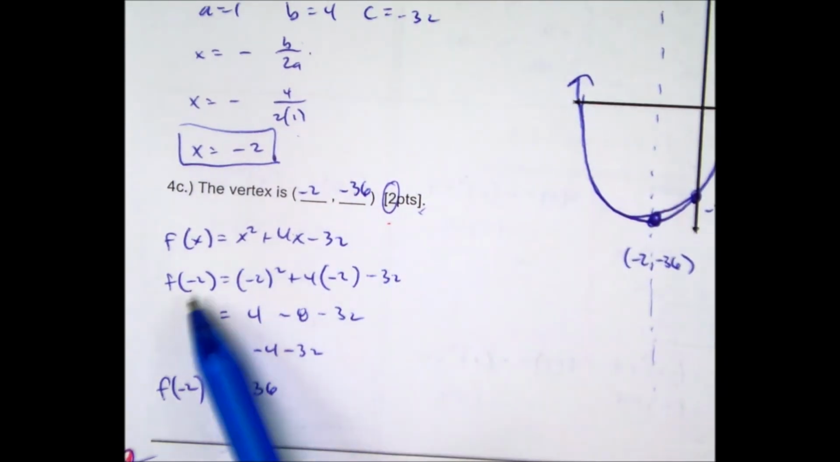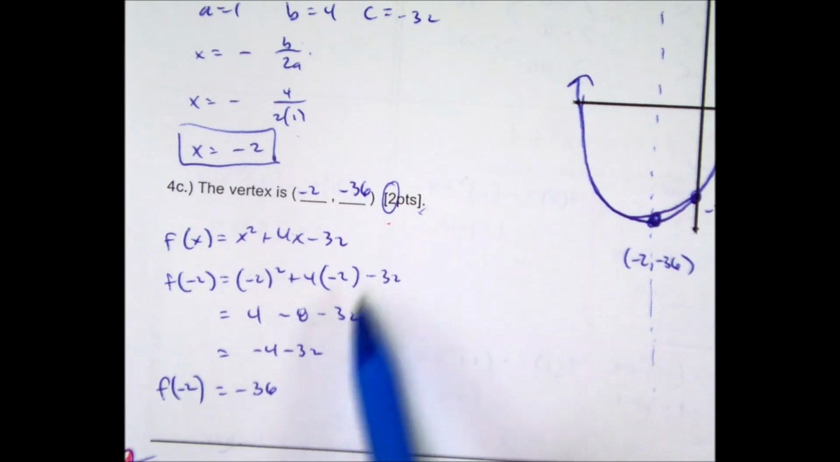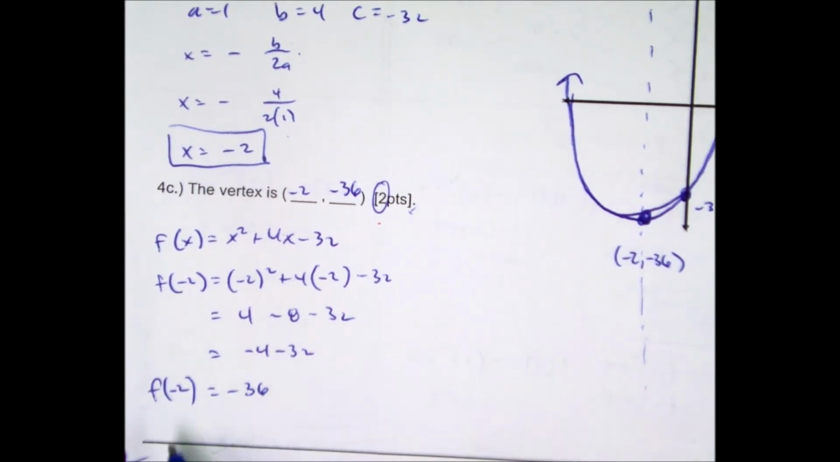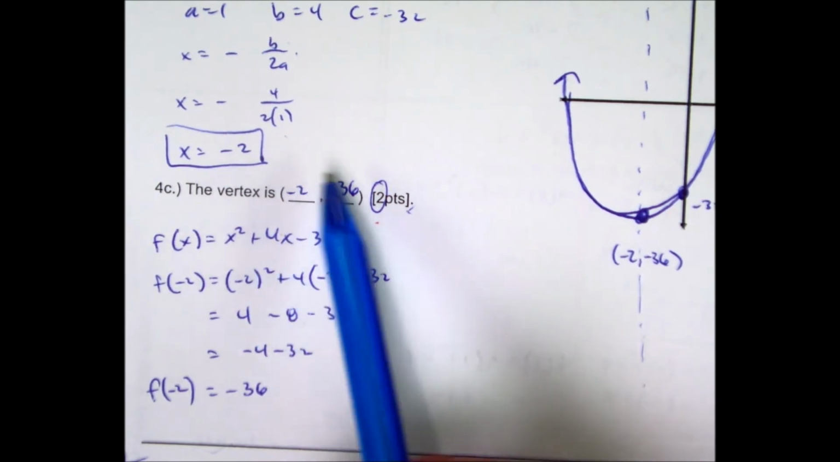You're just putting in negative 2. Negative 2 squared is 4. 4 times negative 2 is negative 8 minus 32. 4 minus 8 is negative 4. Negative 4 minus 32 is negative 36. That's my vertex. If you have this one right, that one wrong, I'll give you 1 point. So 1 point apiece.